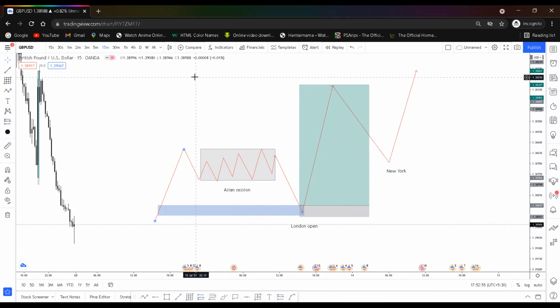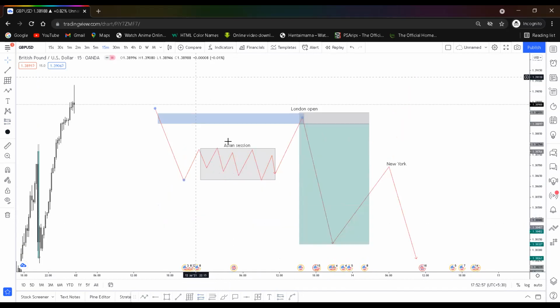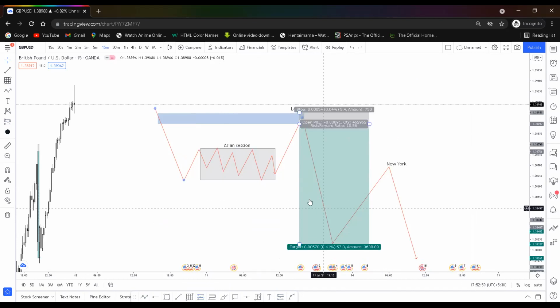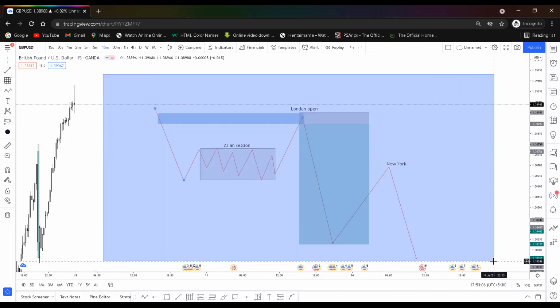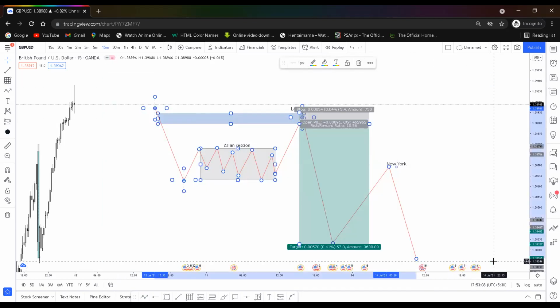And so this is vice versa for the other one. If you're bearish, London Open has the most chance of making the high of the day. Now this is time and price. Okay, that's time and price.